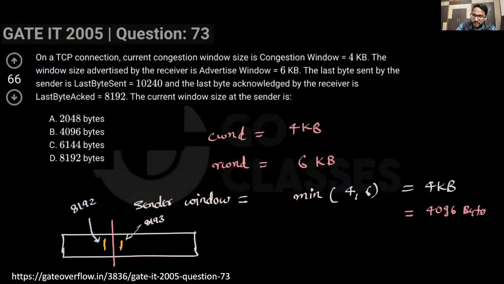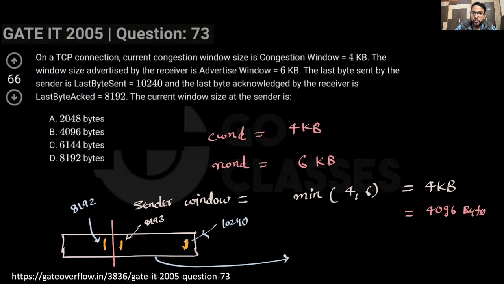So I have not received the acknowledgement for this, and I have also sent bytes up to the last byte, which is 10240. So how many bytes is this? Can anyone tell me how many bytes are in transit?